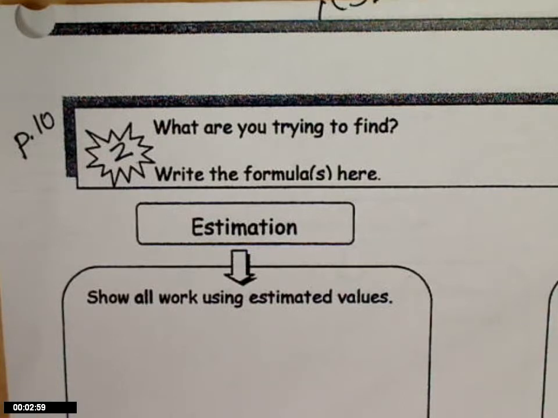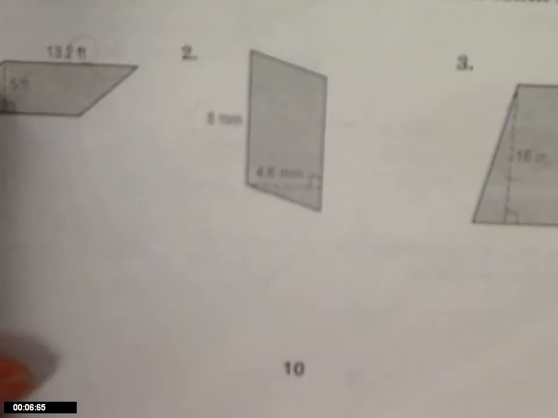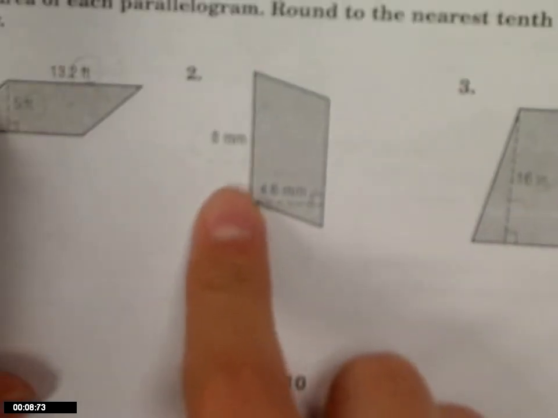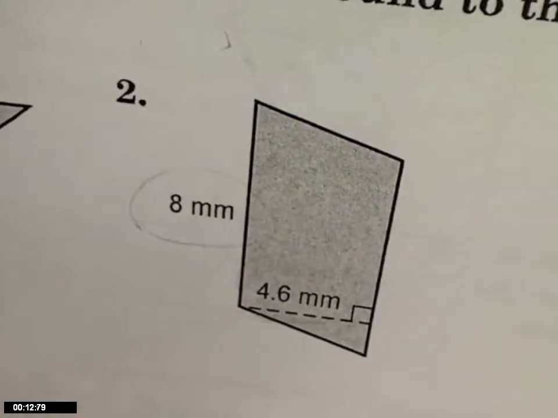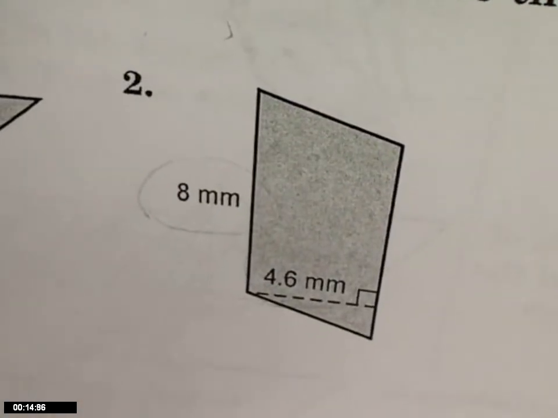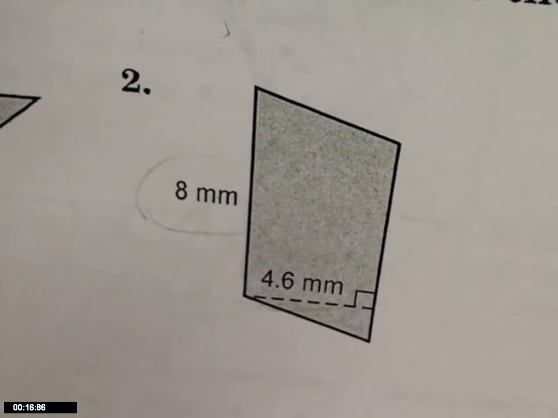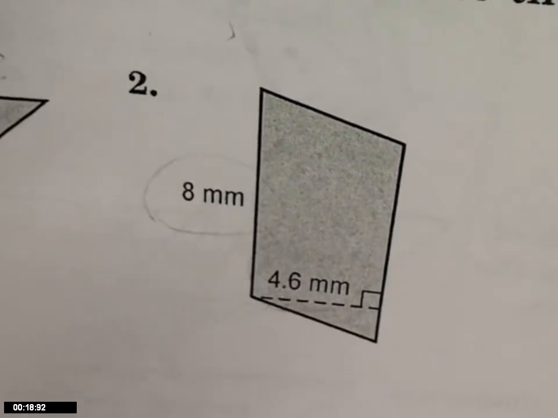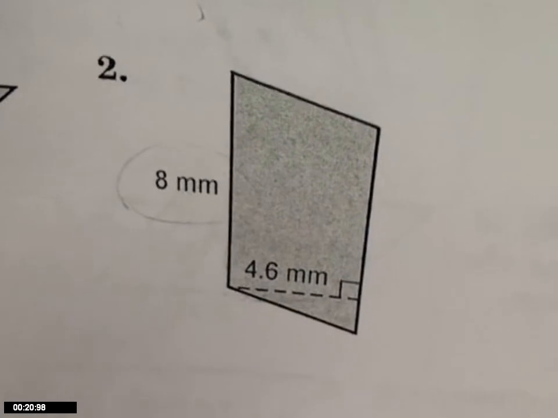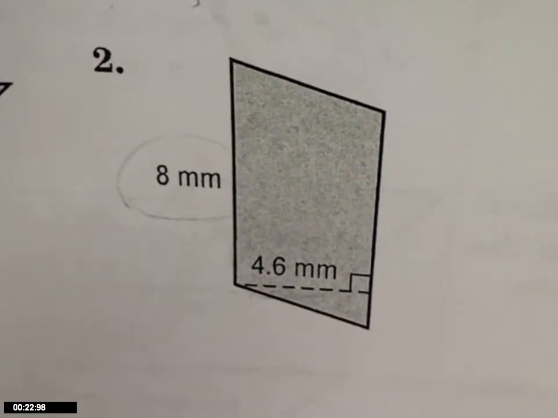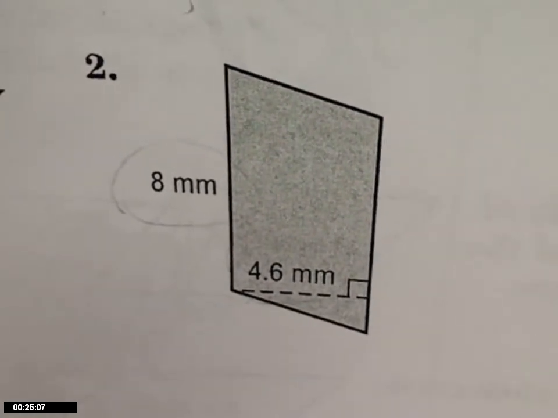Okay, so number 2 on page 10 looks like this. And I don't think you can see it, but that's supposed to say 8. So 8 and 4 6/10, which of those is my base? 8. And then remember my dashed line is going to usually be my height, which is 4 6/10.